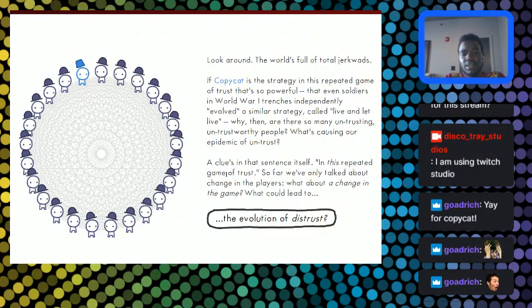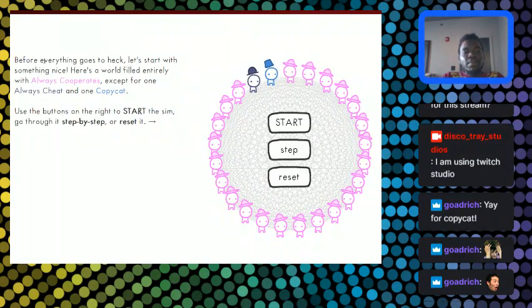In this repeated game of trust, so far we've only talked about changes in players. What about a change in the game? What could lead to the evolution of distrust? Let's see. Before everything goes to heck, let's start with something nice. Here, a world filled with always cooperate, except for one always cheat and one copycat. Use the buttons on the right to start the sim.